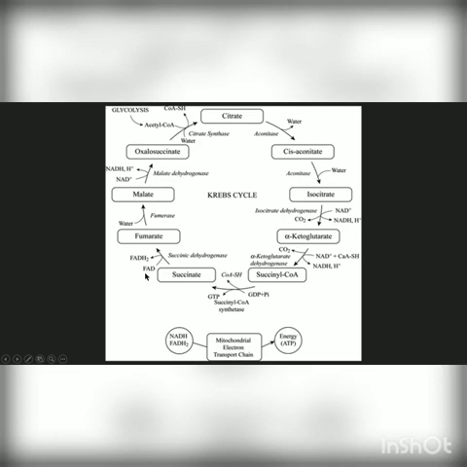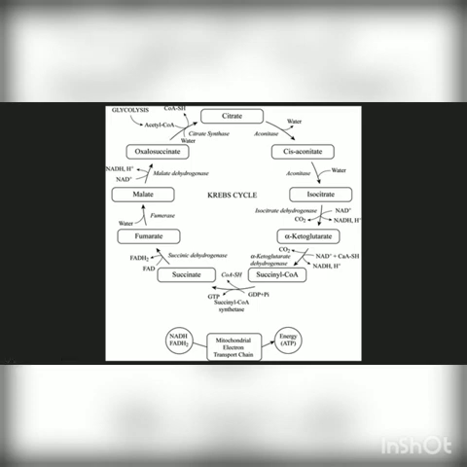At one place FADH2 from जब succinic acid से fumaric acid बन रहा है, and 2 molecules of CO2 are released. You can see one is here and another is here. 2 molecules of CO2 are released per molecule of acetyl coenzyme A oxidized. मतलब एक मॉलिक्यूल जो एसिटाइल कोएंजाइम ए का ऑक्सीडाइज हो रहा है तो ये उसके प्रोडक्ट हैं.